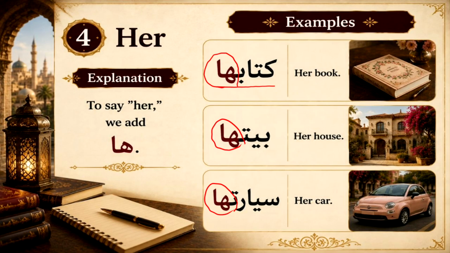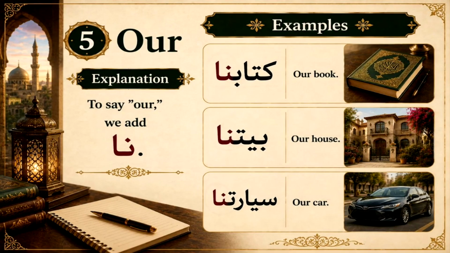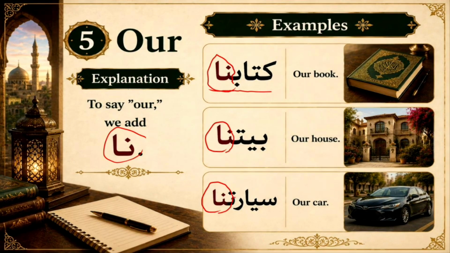Now let's include ourselves. To say our, we add na. كتابنا. بيتنا, our house. سيارتنا, our car. The ending na tells us our.